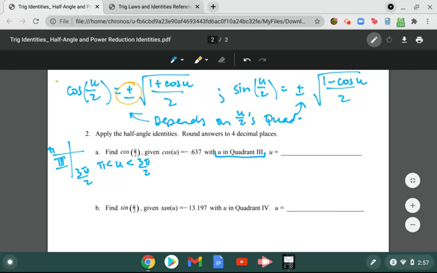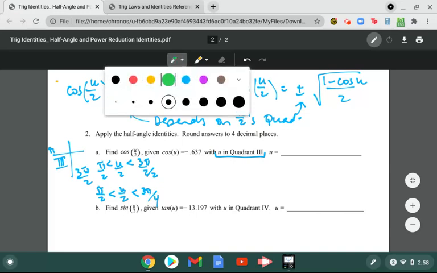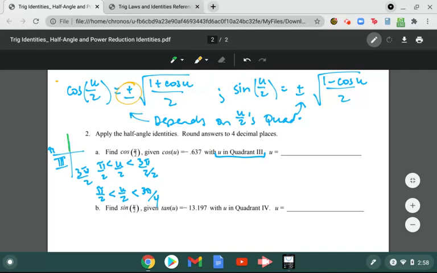If I divide everything by 2, now I have that pi halves is less than its half angle, u divided by 2, is less than 3 pi fourths. Well, here is pi halves, here is 3 pi fourths. So it lives here somewhere. And that little slice of the pie where this angle u over 2 lives is in quadrant 2. In quadrant 2, cosine is negative. So we're going to choose the negative. So we've got that down.